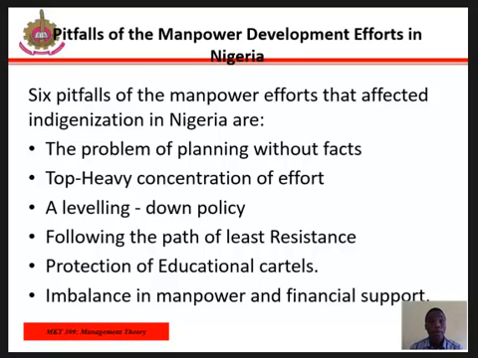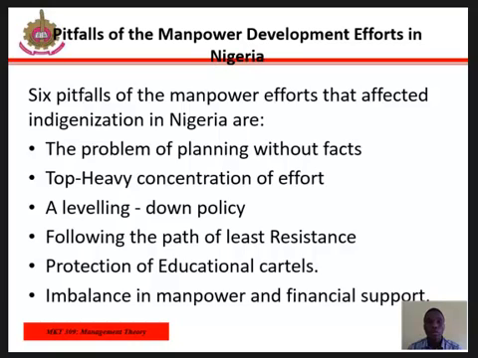Pitfalls of manpower development efforts in Nigeria. Six pitfalls of the manpower efforts that affected indigenization in Nigeria are: 1. The problem of planning without facts, that is, inadequate supply of manpower statistics. 2. Top level concentration of effort. The country's manpower training effort is lopsided in favor of management, that is, little effort is devoted to junior or intermediate level.